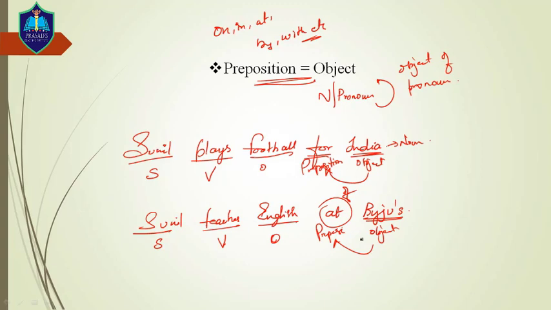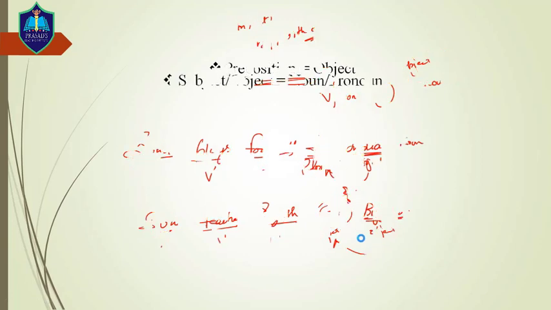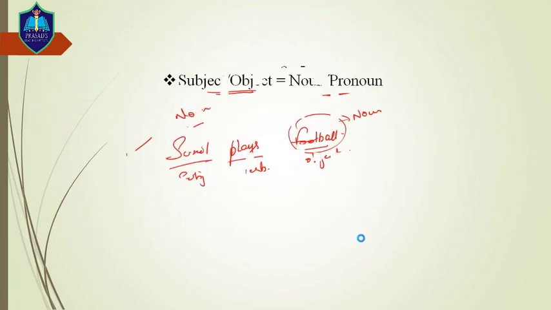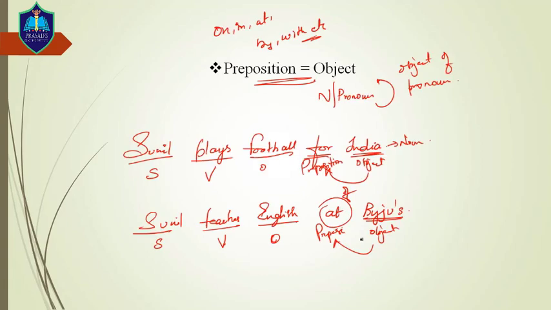So to identify the object, the very first rule we saw is: if the statement is in active voice, with the help of what and whom we can identify the object. But what if the statement is not in the active voice? How are we going to identify the object? So I am explaining it with one example.